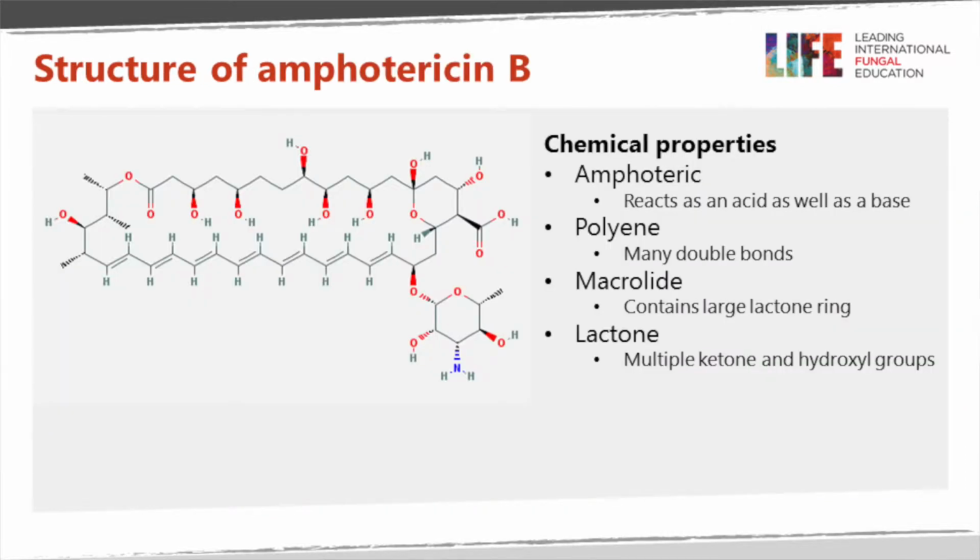This is quite a complicated structure, but as you can see, there are several different components to Amphotericin B. It has within its structure elements that will react with both acids and bases. It has a macrolide component as well, and also has a lactone ring, which has both ketone and hydroxyl groups. In addition to that, it has a polyene chain, as you can see, with multiple double bonds throughout it.